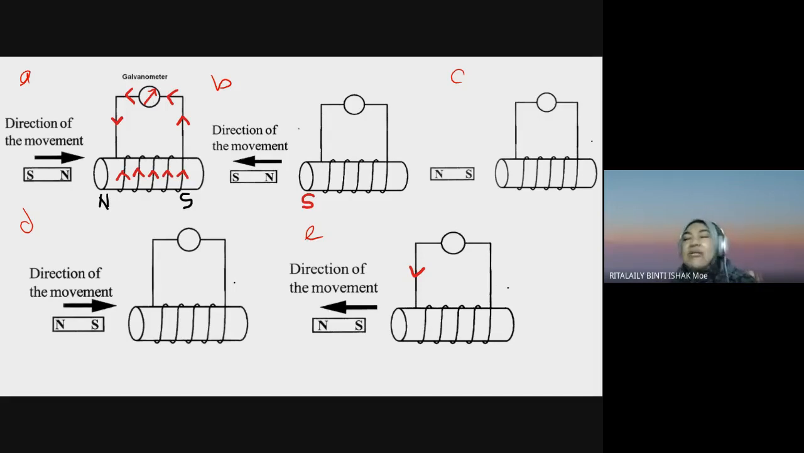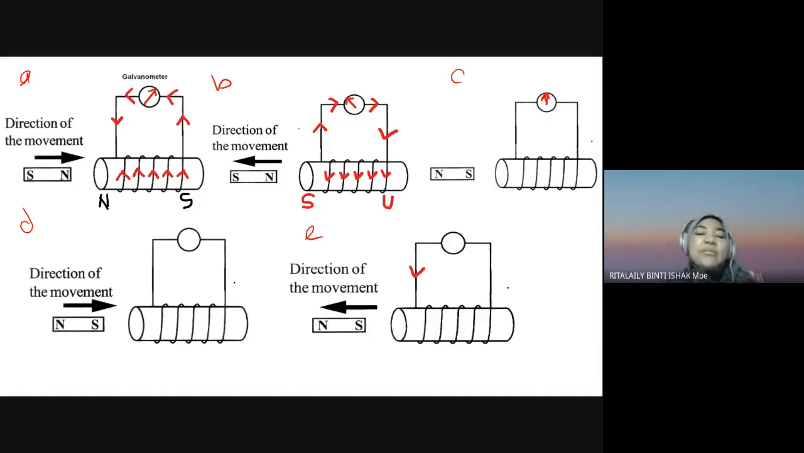What is the direction of the deflection? Okay, so now as for B, the deflection is to the left. Okay, so let's look at C. Are there any arrows? Okay, no arrows, what does it indicate? What do you think the no arrow indicates? Okay, magnet is stationary. So what will happen to the galvanometer? Okay, there will be no deflection. Okay. So for C, there will be no deflection. So the arrow will point in the middle.